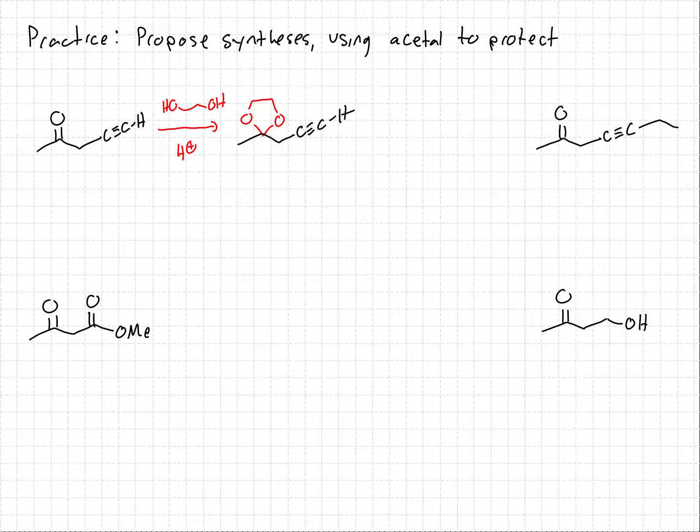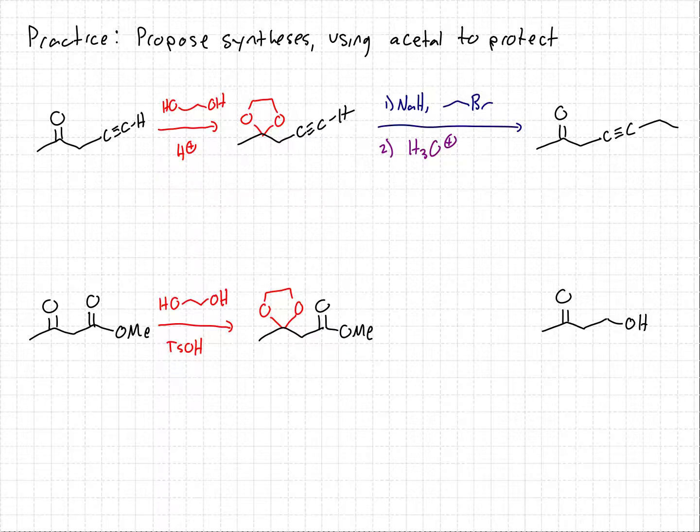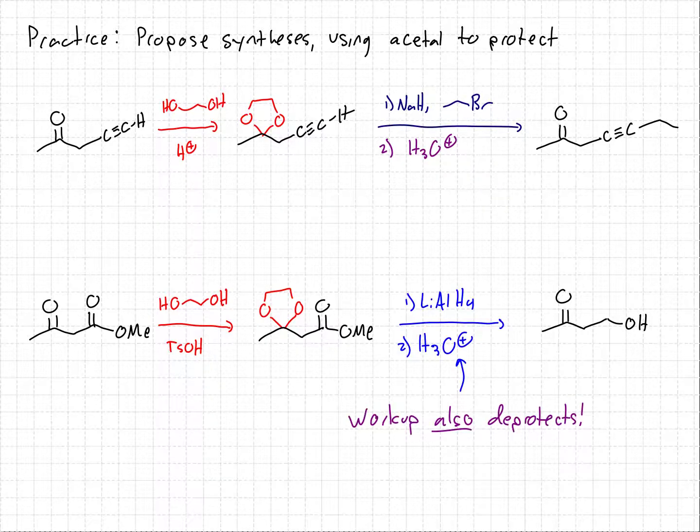Okay, first synthesis. Step 1, make an acetal, protect that carbonyl group. Step 2, deprotonate the alkyne with a strong base, alkylate it with an alkyl halide, and then finally add an acid to deprotect and regenerate the ketone. Second synthesis looks very similar. We need to protect the ketone with a cyclic acetal, because when we add the reducing agent, the ketone would react much faster than the ester.